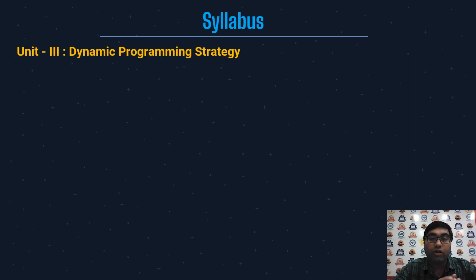Then we go to unit number 3. Unit number 3 is about the dynamic programming strategy. And this is the most important unit, because most of the time any problem can be solved in an optimized way by using dynamic programming. That's why, when we have to find the optimal solution for a given problem, we definitely go for dynamic programming. So under this unit we study how dynamic programming can be applied to design the algorithm.